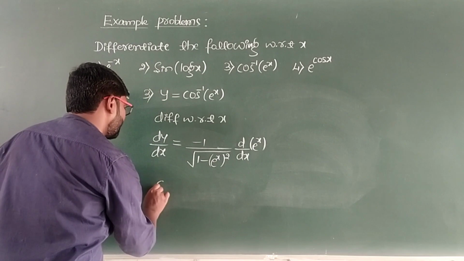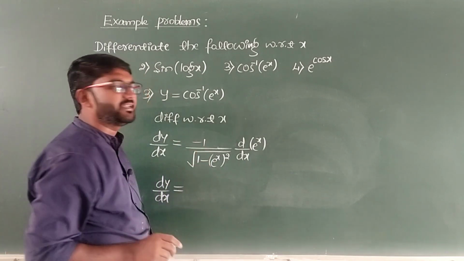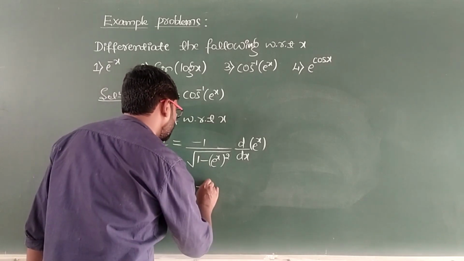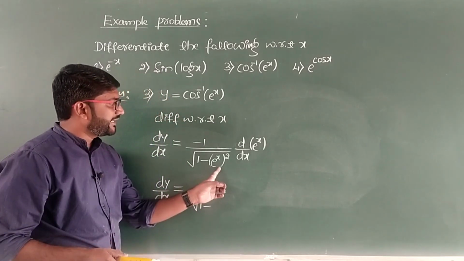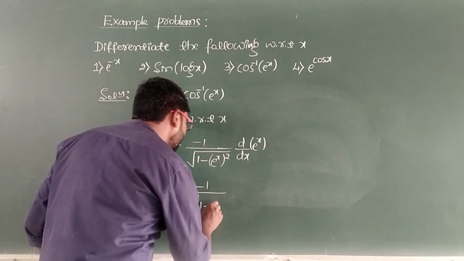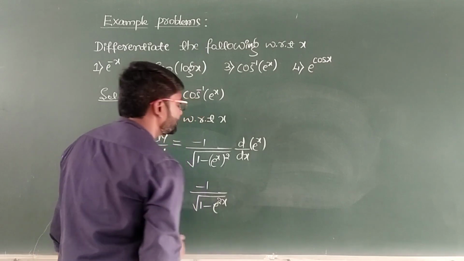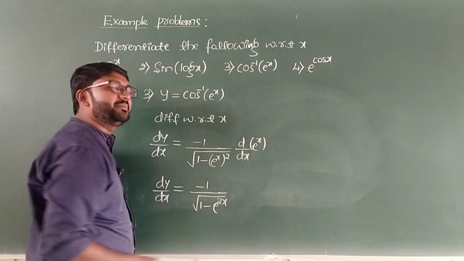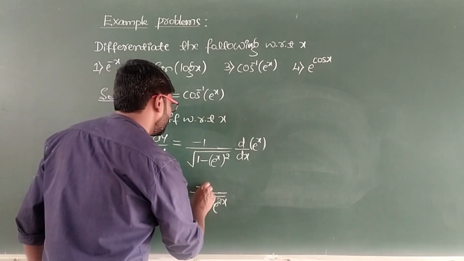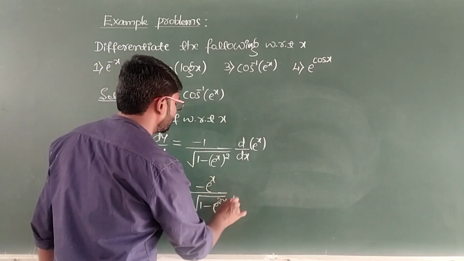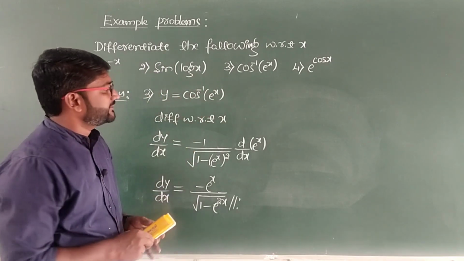So now dy by dx is equal to minus 1 divided by square root of 1 minus e power x the whole square, which is nothing but e to the power 2x. Then the derivative of e power x will be e power x itself, that I will be writing here. It is e power x. So this is the answer for example 3. Then we will take up example 4 now.